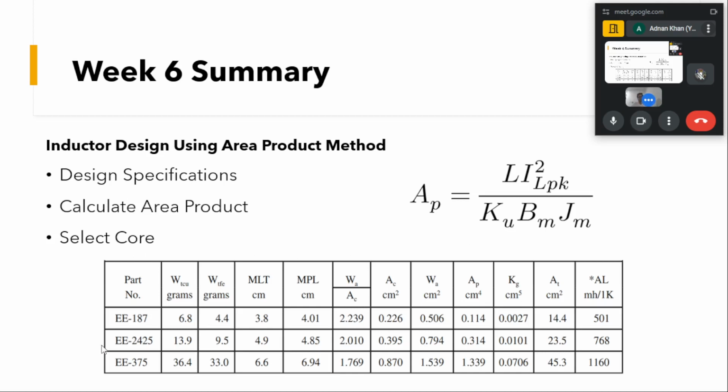There will be a number of cores that will be available, and what we have to look for is that the area product of the core that we choose should be equal to or greater than that, because if the area product is less, then it won't be able to handle that amount of energy, because it is associated with the energy in a way. That core won't be able to handle that amount of energy, and that inductor may get damaged and so on and so forth.